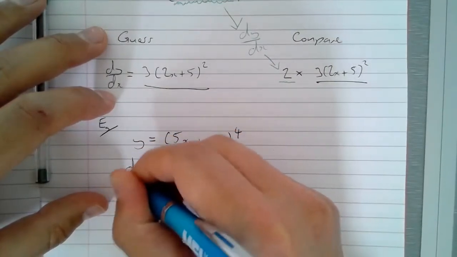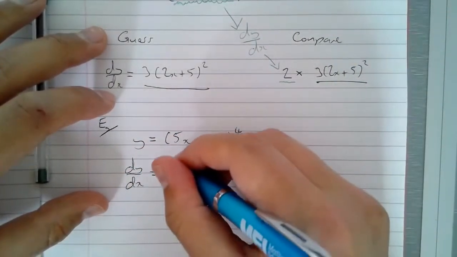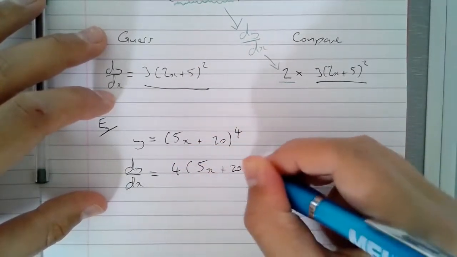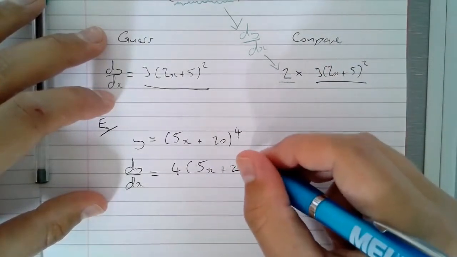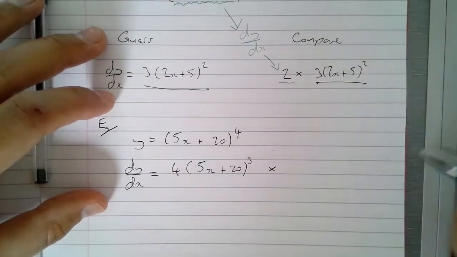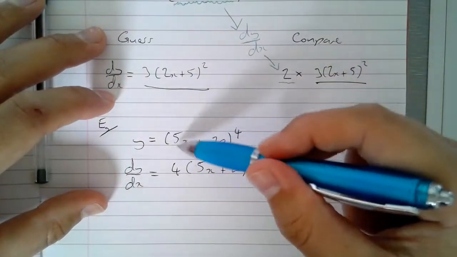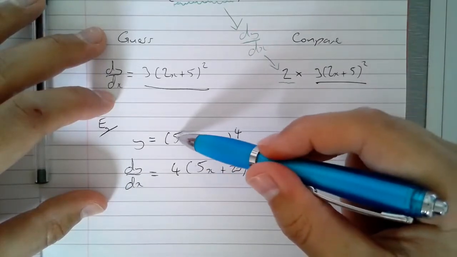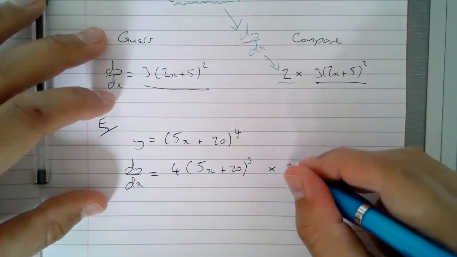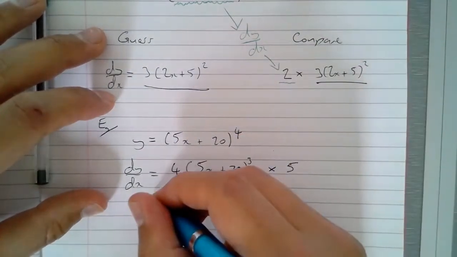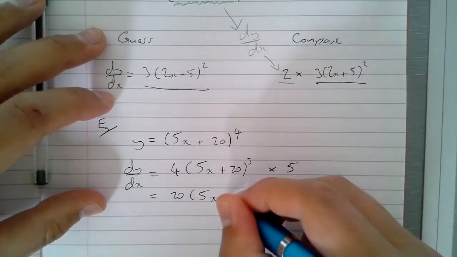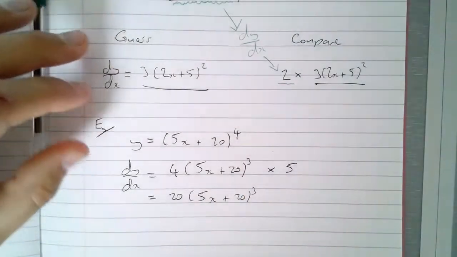So if I'm going to differentiate this, I need to pull the power down to the front, which gives me 4. I need to write my bracket out again, 5x plus 20. And then I reduce the power by 1 to get that as a cubed. But then I need to remember to times through by what's in here. The differential of 5x plus 20 is just 5. So my answer to this one is going to be 20 (5x plus 20) cubed.